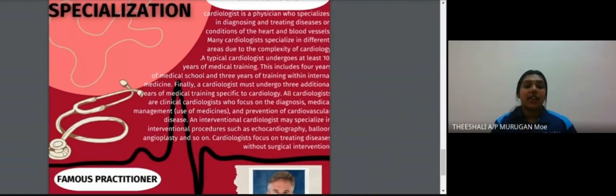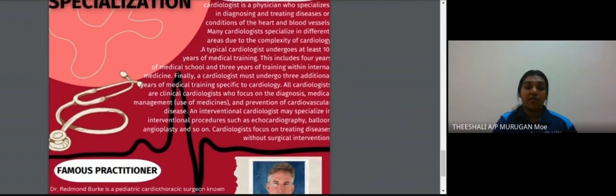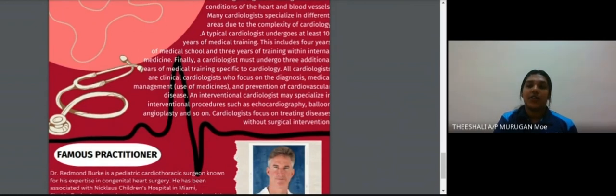All cardiologists are clinical cardiologists who focus on diagnosis, medical management, use of medicine, and prevention of cardiovascular disease. An interventional cardiologist may specialize in interventional procedures such as echocardiography, balloon angioplasty, and so on. As I said before, balloon angioplasty is used for myocardial infarction. Cardiologists focus on treating disease without surgical intervention.